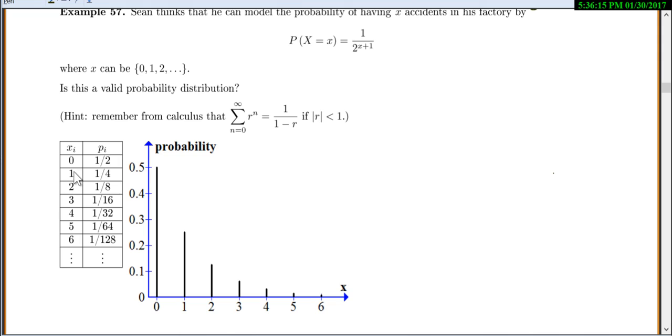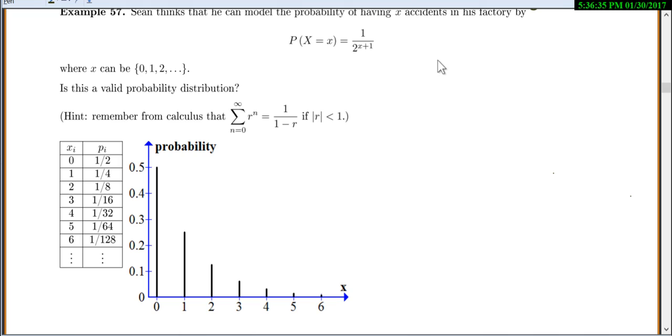So I've shown you kind of here what this looks like. If X equals 0, if you plug 0 into that formula, you get 1/2. For 1, you get 1/4, 2, you get 1/8, 3, you get 1/16, etc. So you can keep going down. You can also see I've graphed it here. So 0 is at 1/2, 1 is at 1/4, etc. So this is what it looks like.